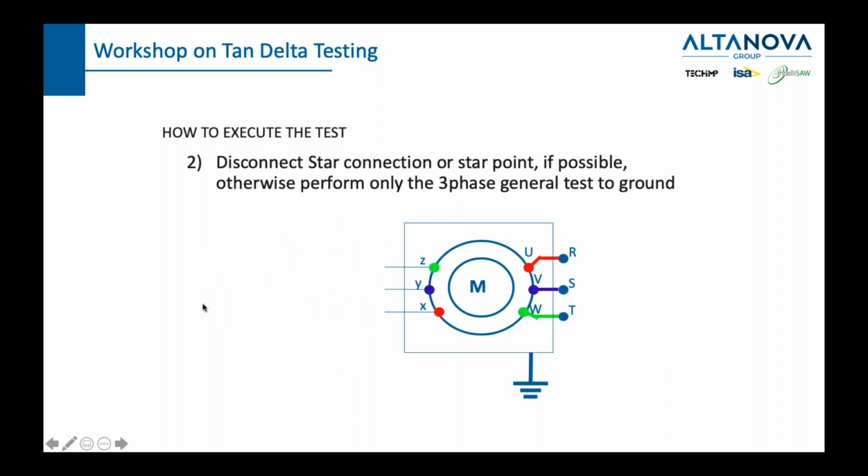Now, very important thing to emphasize, the first step should be to remove the star point here if it is possible. If it is not possible, then we can only measure one value of tan delta. Okay, so if we can remove the star point here, then we will measure insulation between each phase and the ground and between phases. But if we don't have this ability, if we need to short circuit this, we can only measure the insulation between these three phases together and the ground.